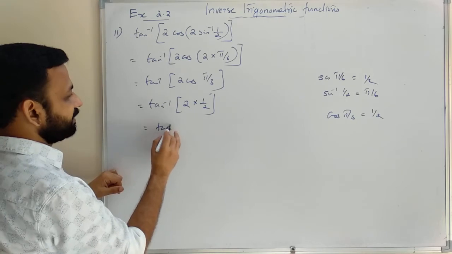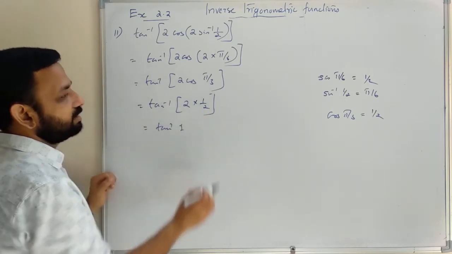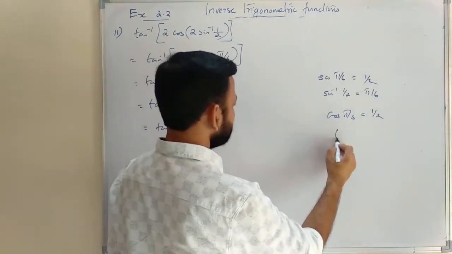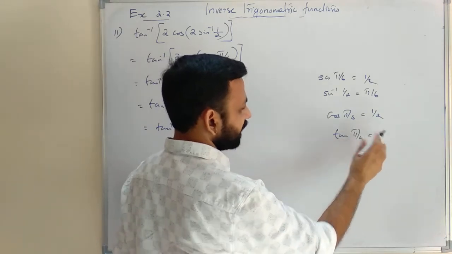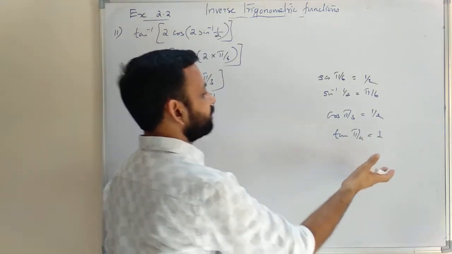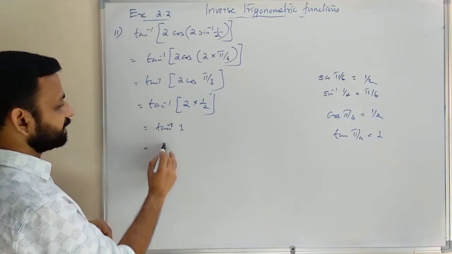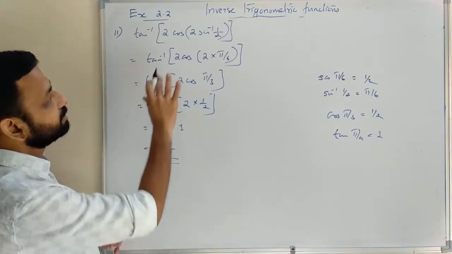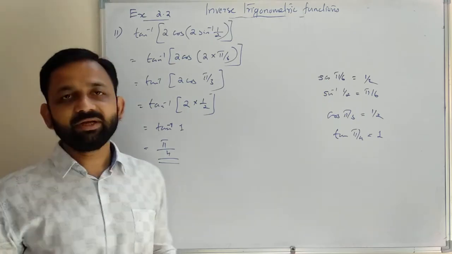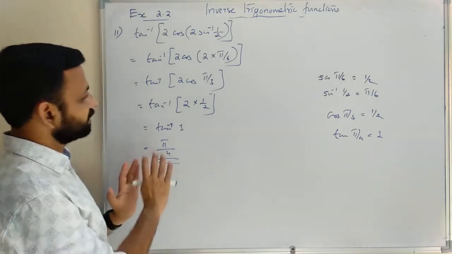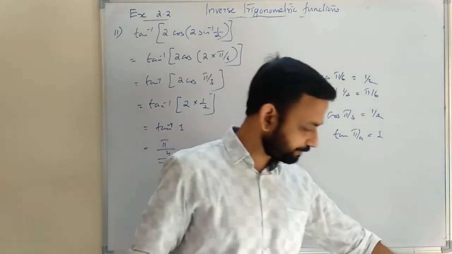Then that is tan inverse. 2 and 2 cancel, we get 1. Then tan pi by 4. Tan 45 is equal to 1. Therefore tan inverse 1 is equal to pi by 4. So tan inverse 1 we can replace by pi by 4. So this is the value of that trigonometric function.